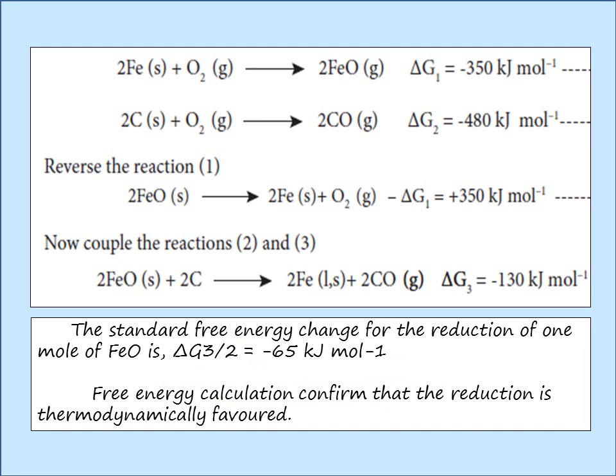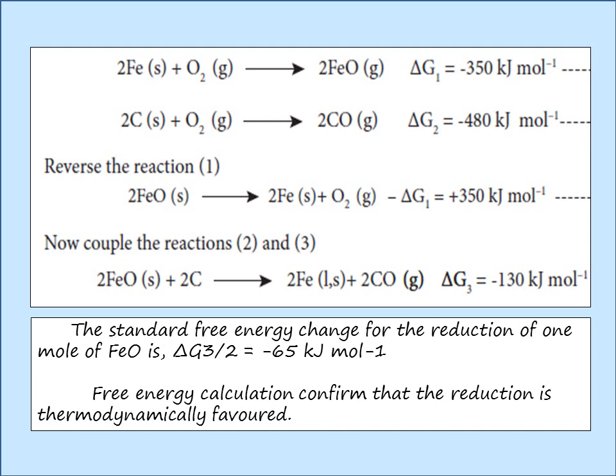Even with the help of free energy calculation, we can confirm that the reduction of iron oxide by coke is thermodynamically favorable. If you see equation 1, iron is oxidized to iron oxide, where the delta G value is minus 350 kilojoules per mole. In the second equation, coke is oxidized to carbon monoxide, where the delta G value is minus 480 kilojoules per mole.